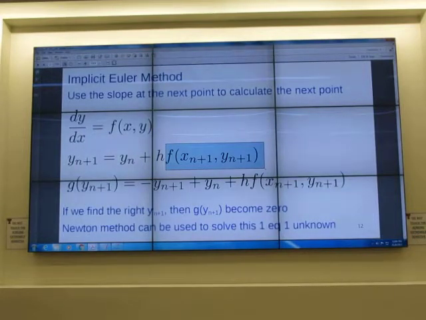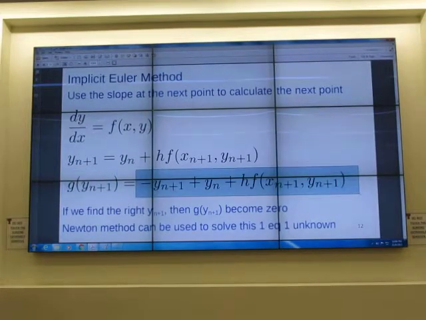But we don't know yn plus 1 until we solve this thing. So yn plus 1 is a function of yn plus 1. It's one function, one unknown. You use, of course, you use fsolve, but the name of the method, Newton-Raphson. So you move this to this side, you get g of yn plus 1 equal to some expression, and then you solve for it. The right yn plus 1 makes g of yn plus 1 equal to 0.